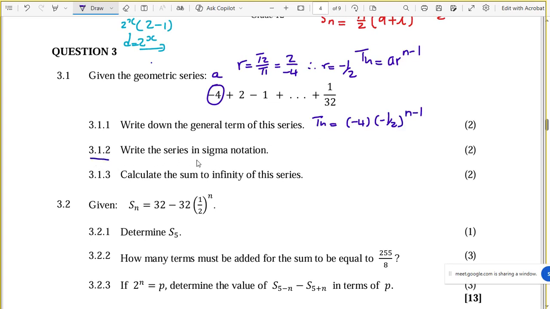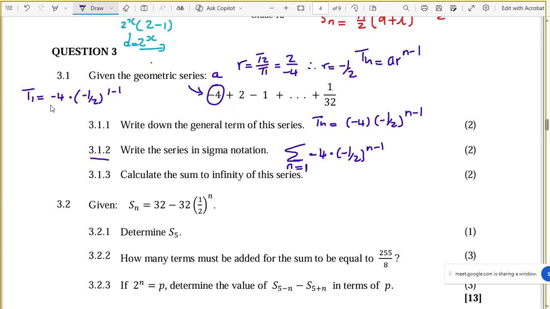Next one: write the series in sigma notation. Remember, if we write the series in sigma notation, it will be in this form. I'm going to first write the general term to the power n minus 1. And then on the bottom, it's going to be n equals where the sequence starts. You can test this to see if it starts at T1. Where there's n, you substitute 1, so this will be 1 minus 1. The answer that you get should be -4. If the answer is -4, then it definitely starts at 1.